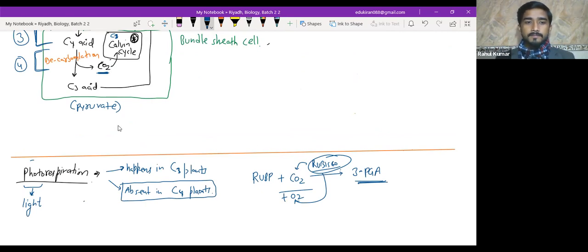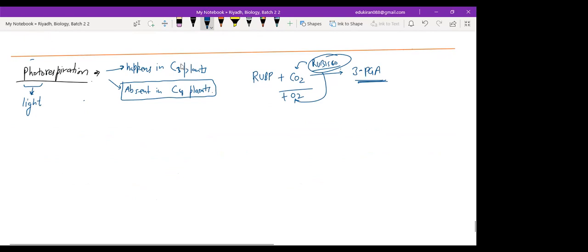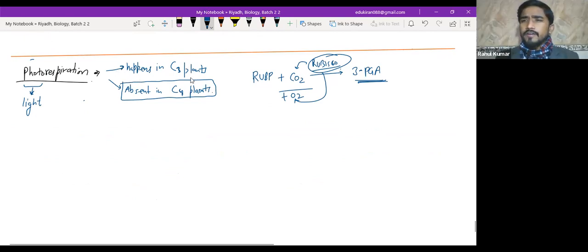Is it clear? Yes, sir. So that's why C3 plants cannot do well in high light intensity areas, because if there is more and more light, photorespiration will happen. And in C3 plants, photorespiration does happen.